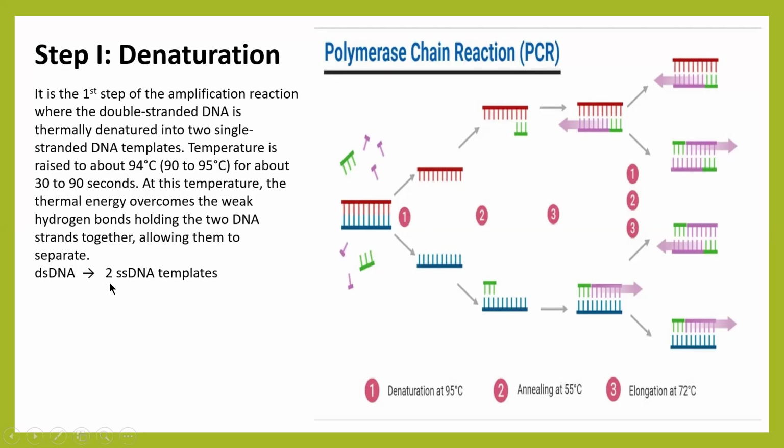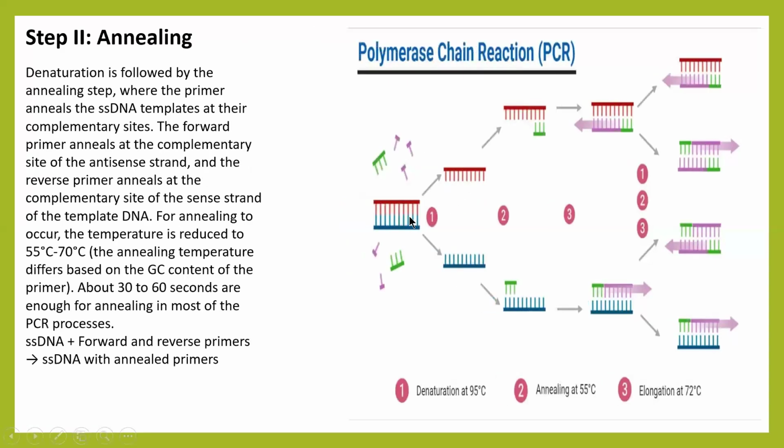So double stranded DNA is separated into two single stranded DNA. We get the two single stranded DNA, and they act as the template DNA, the parent DNA. Step 2 is annealing. After denaturing, an annealing process occurs. Denaturation is followed by the annealing step.